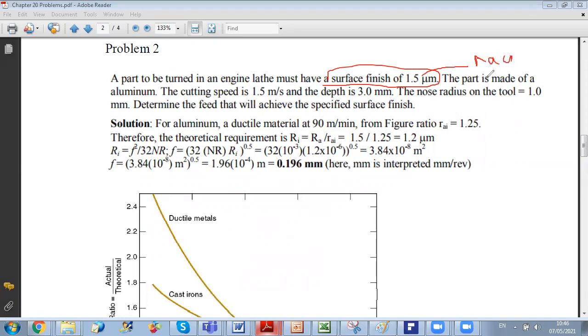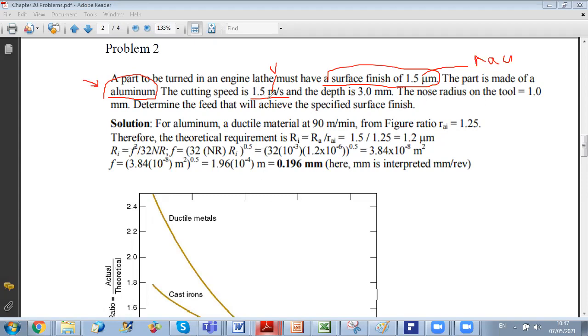Now, the part is made of aluminum. The cutting speed is 1.5 meters per second, so this is V. Concerning the type of material, it's important, because we said that the actual roughness is always different than the theoretical one. So we need the graph. We need to know the type of material used in order to use the corresponding curve on the graph.